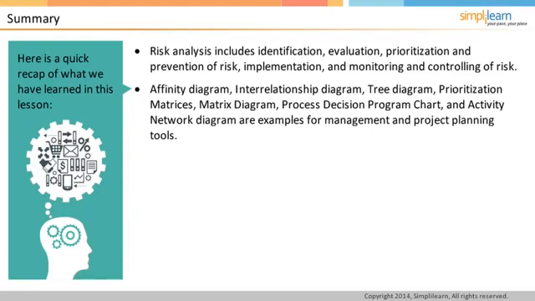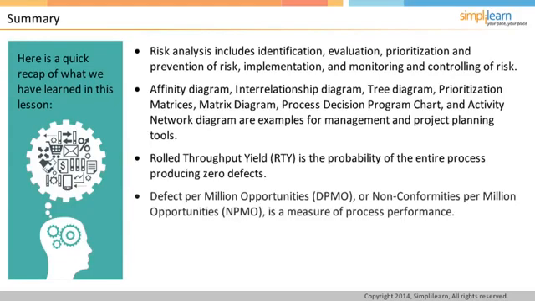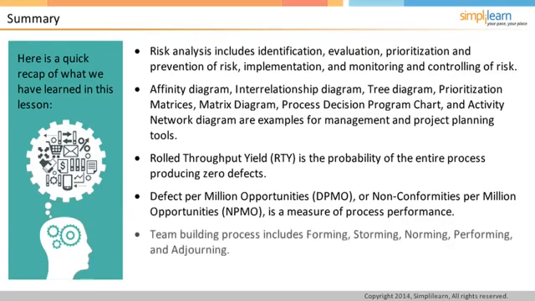Rolled throughput yield, RTY, is the probability of the entire process producing zero defects. Defect per million opportunities, DPMO, or nonconformities per million opportunities, NPMO, is a measure of process performance. The team building process includes forming, storming, norming, performing, and adjourning.